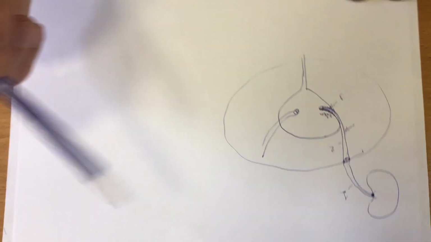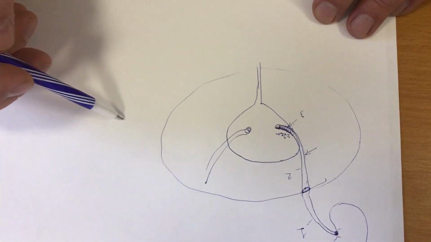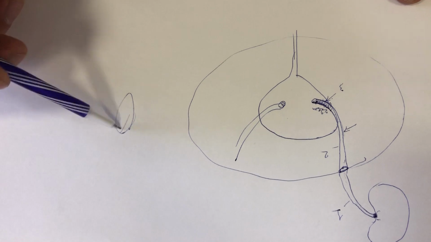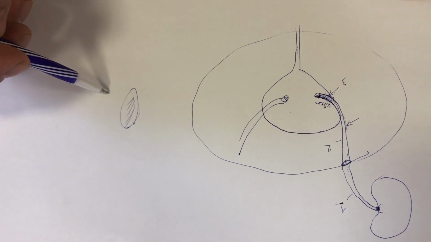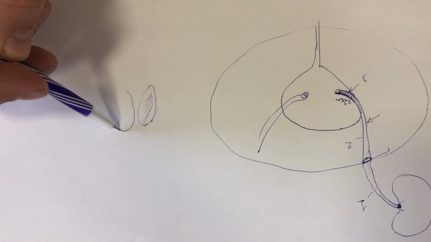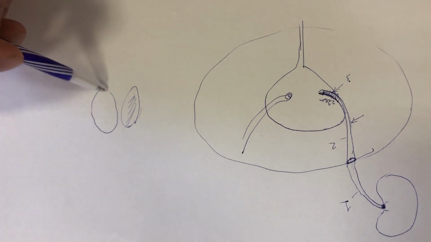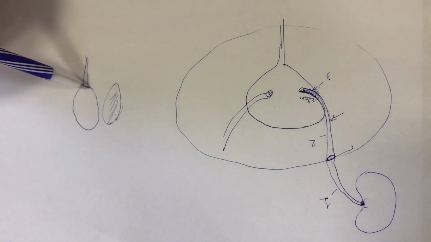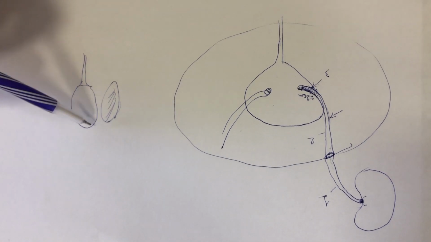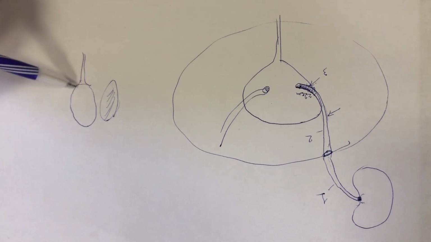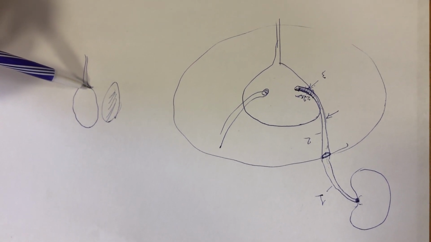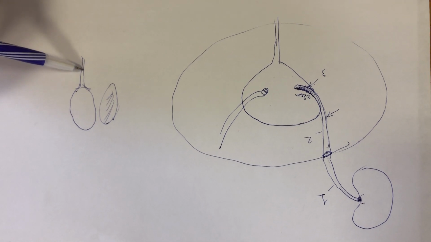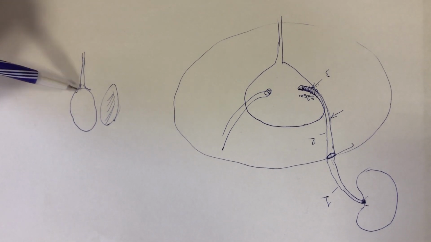Some words about the urinary bladder. Look here, that is the pubic symphysis, and behind the pubic symphysis we have the urinary bladder. It has the base of the bladder, apex, and body. The base of the urinary bladder continues into the neck, and the neck continues into the urethra.